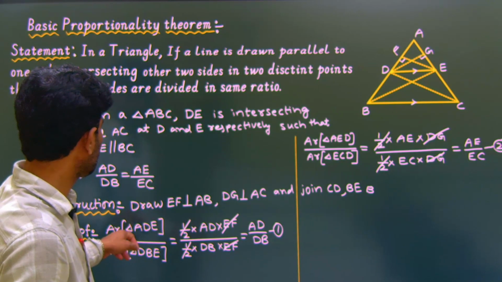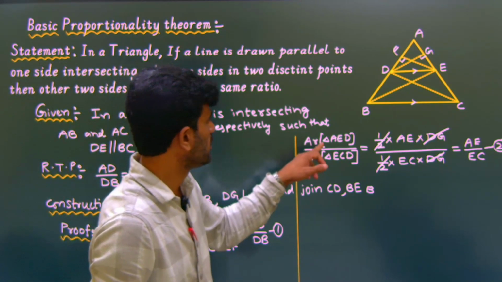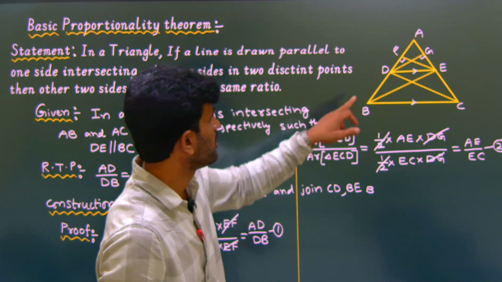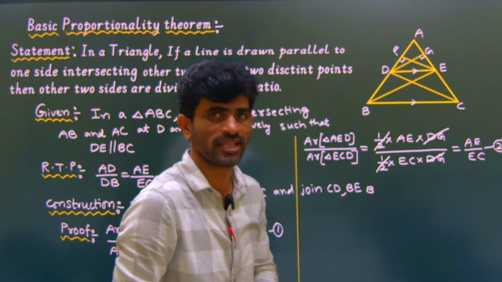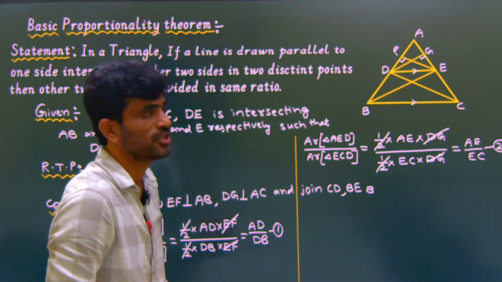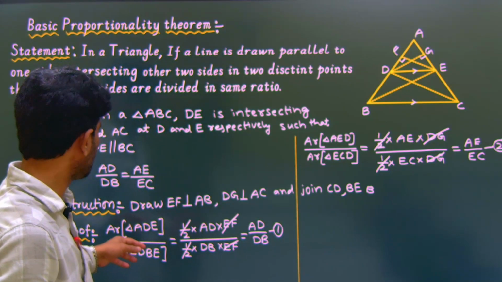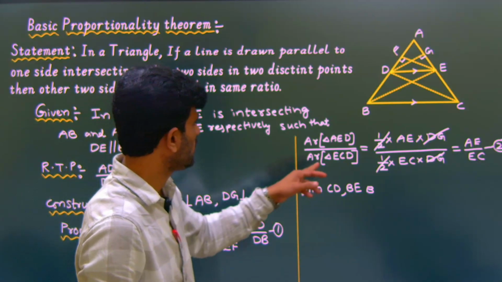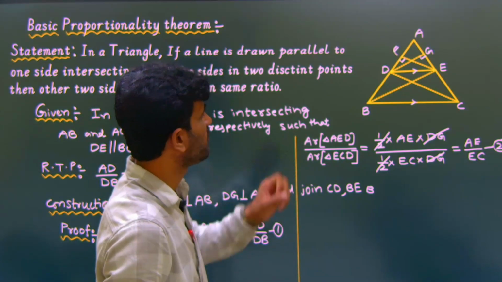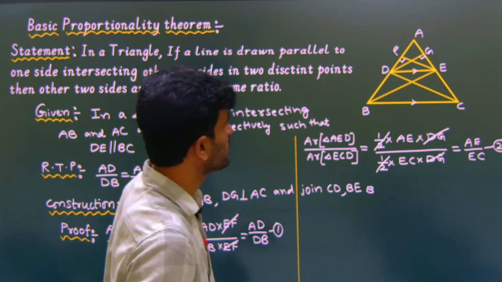In the numerator here we have area of triangle ADE, here in the numerator AED. If you observe, ADE and AED are the same. They are the same triangle, one triangle. So the area is the same. Come down to the denominators. It is DBE, it is ECD. They look different. But there is a concept.